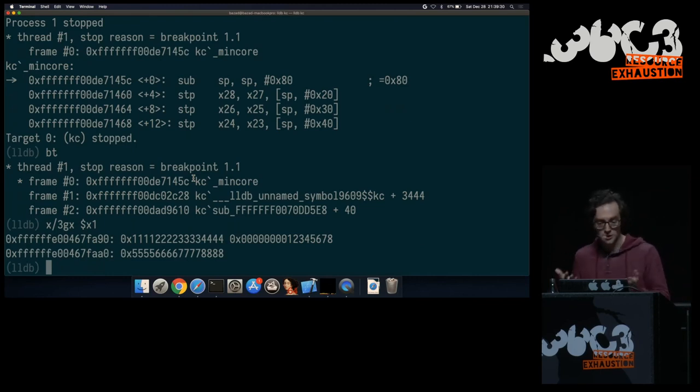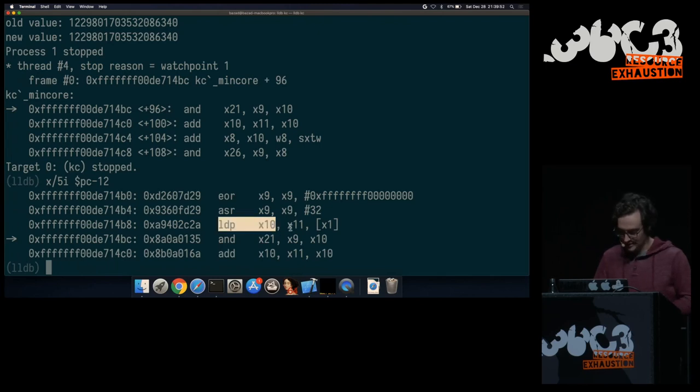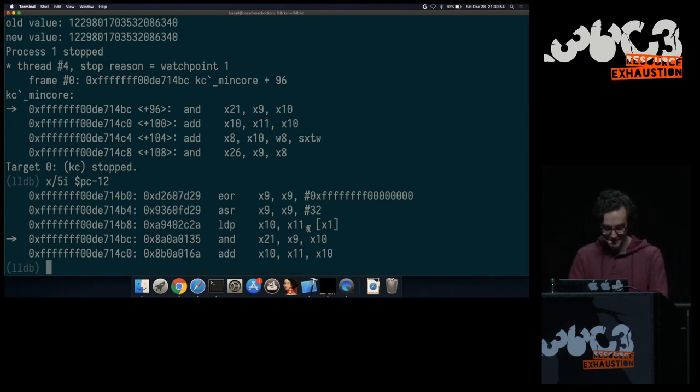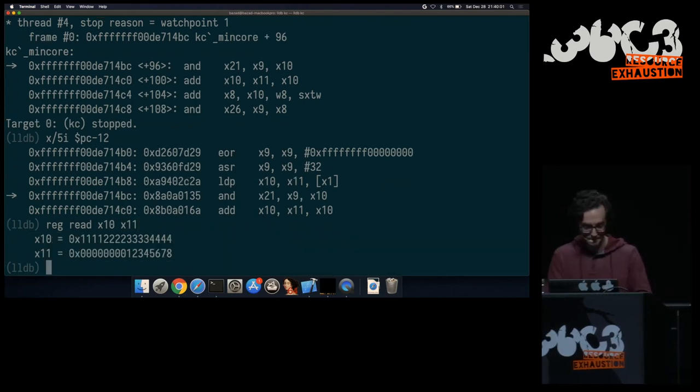We can do things like set watchpoints, kind of all of your standard debugging functionality. So we'll set a watchpoint on this memory address and resume execution, and we basically immediately hit the watchpoint. And you can see the instruction that triggered this watchpoint loads X10 and X11. And these are indeed the values that we expect. So watchpoints seem to function correctly.